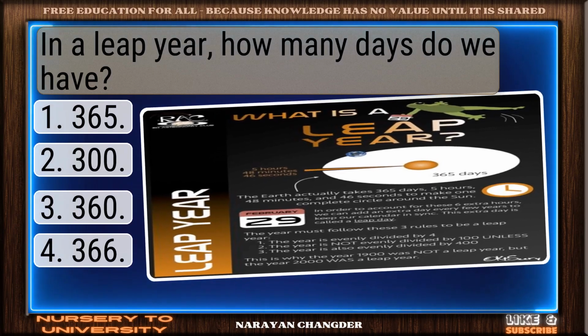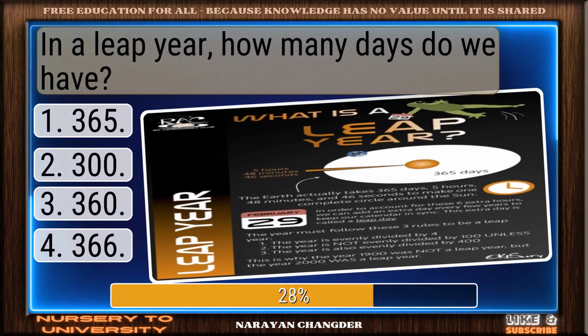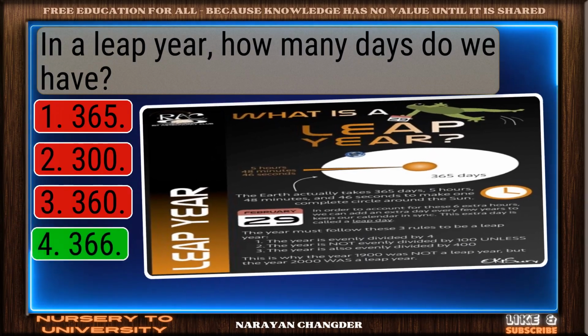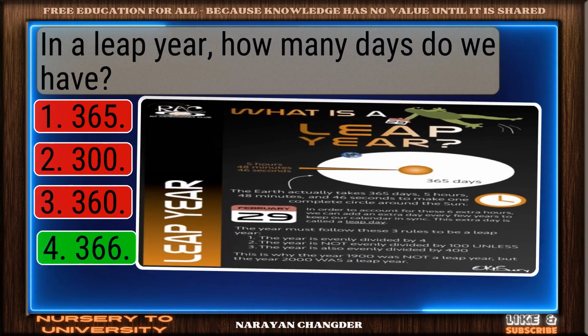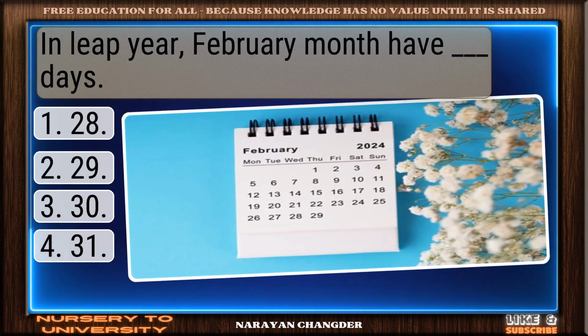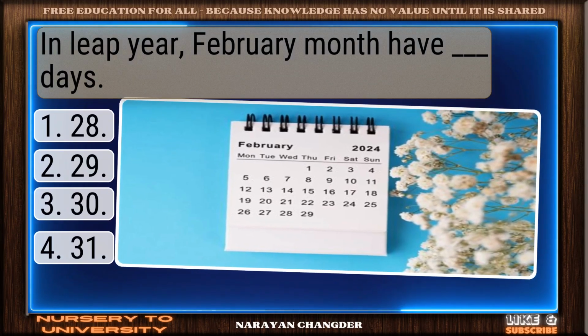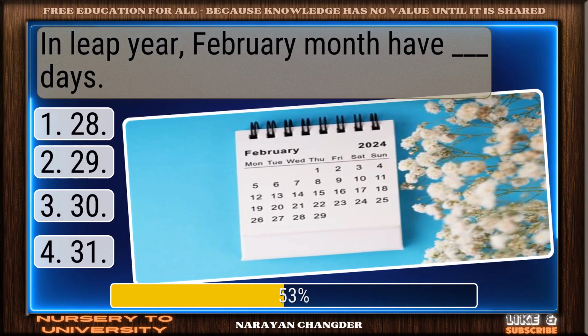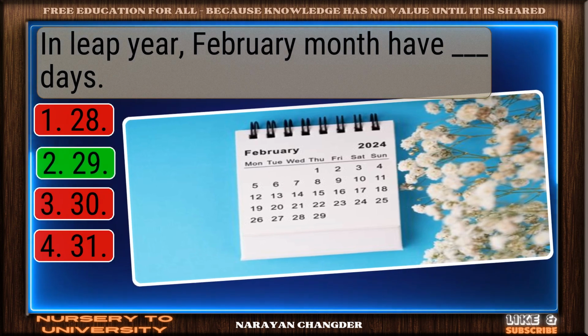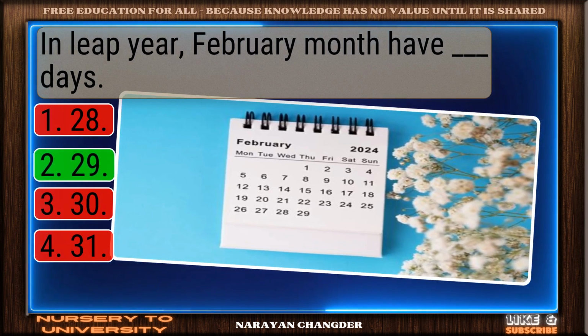In a leap year, how many days do we have? Smart pick. 366 is the correct choice. In a leap year, the month of February has dash days. Sharp thinking. 29 is the right choice.